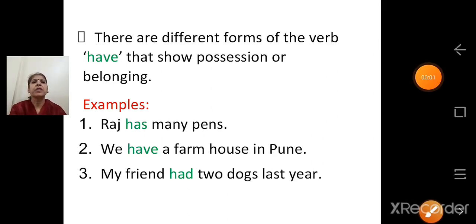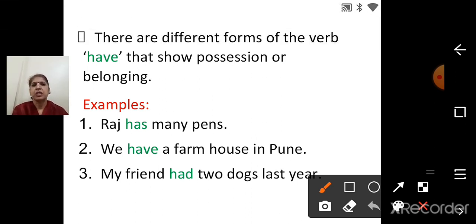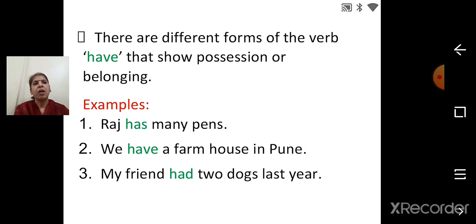There are different forms of the verb have that show possession or belonging. Examples: Raj has many pens. Which is the verb here? Has. So, has is a different form of the verb have. We have a farmhouse in Pune. Which is the verb? Have. It shows possession or belonging. My friend had 2 dogs last year. Which is the verb? Had. So, these verbs has, have, had are the different forms of the verb have that show possession or belonging.